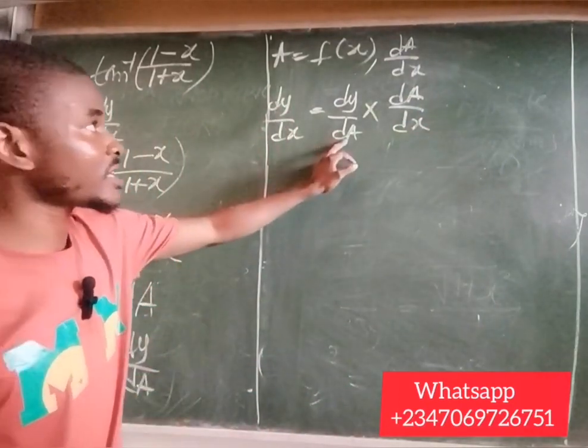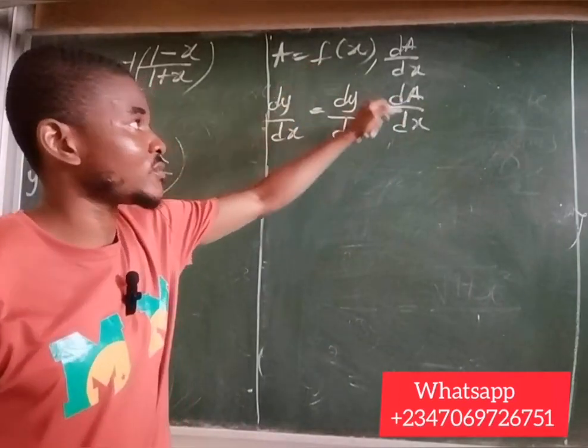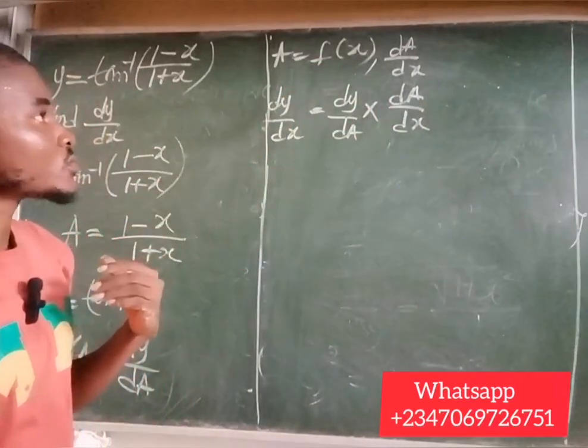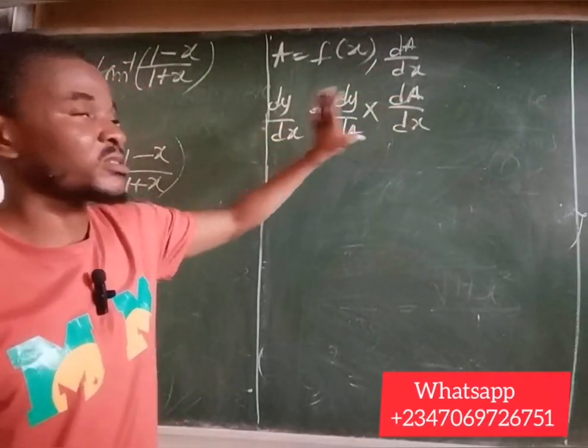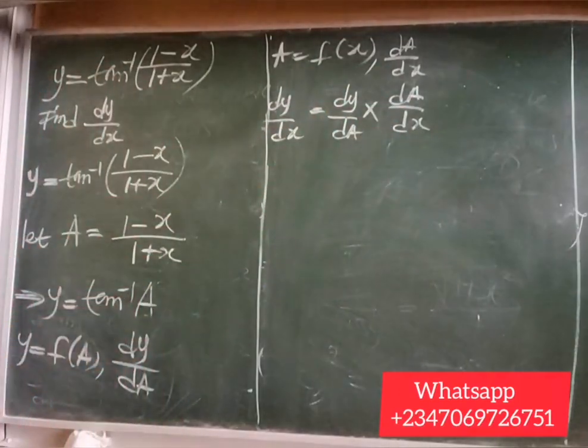So from here, the da cancels the da, I will simply have dy over dx. So all I need to do now is simply find dy over da, and find da over dx. Multiply them together, it will give me dy over dx. All right, so if we've established this, now let's find dy over da.